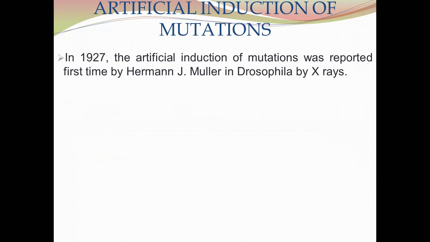The first report of mutations by X-rays was in 1927. It was reported by Hermann J. Muller that mutations can be caused in Drosophila due to the effect of X-rays. So X-rays were reported as mutagenic agents causing mutations in Drosophila in 1927. This report was made by Hermann J. Muller.